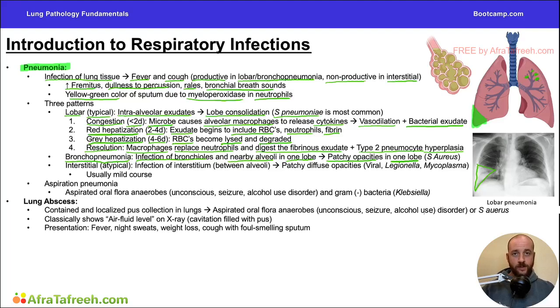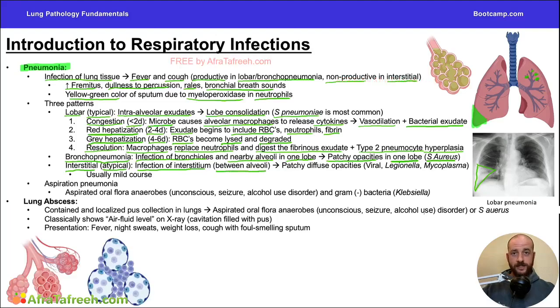And a microbe that commonly causes bronchopneumonia is Staph aureus. And the last pattern of pneumonia is interstitial pneumonia, also sometimes referred to as atypical pneumonia. And in this pneumonia, we have infection of the interstitium, or the space or tissues between the alveoli.